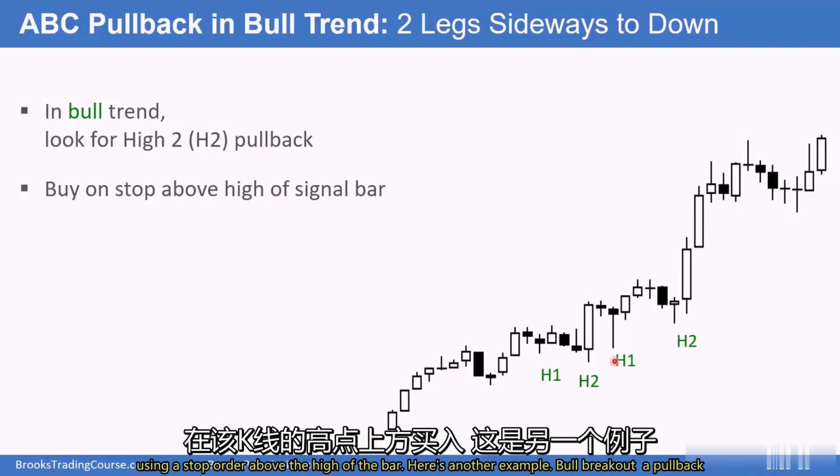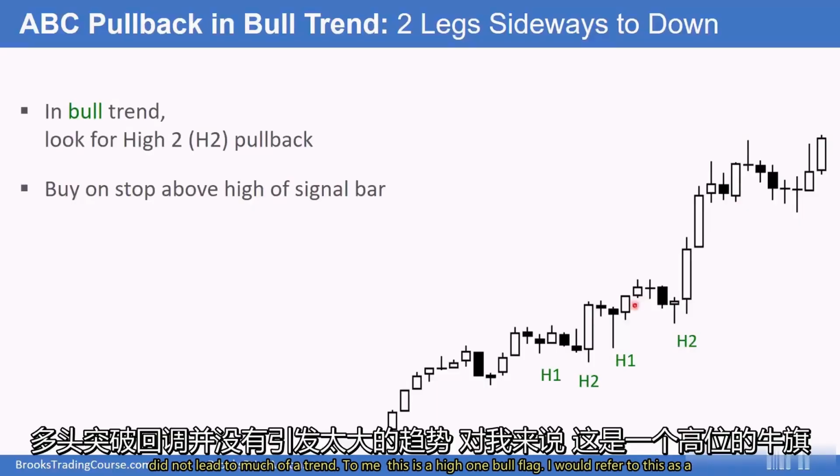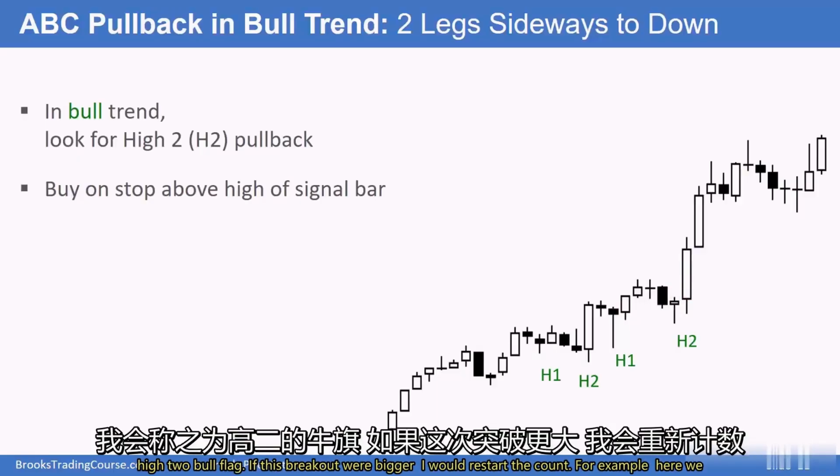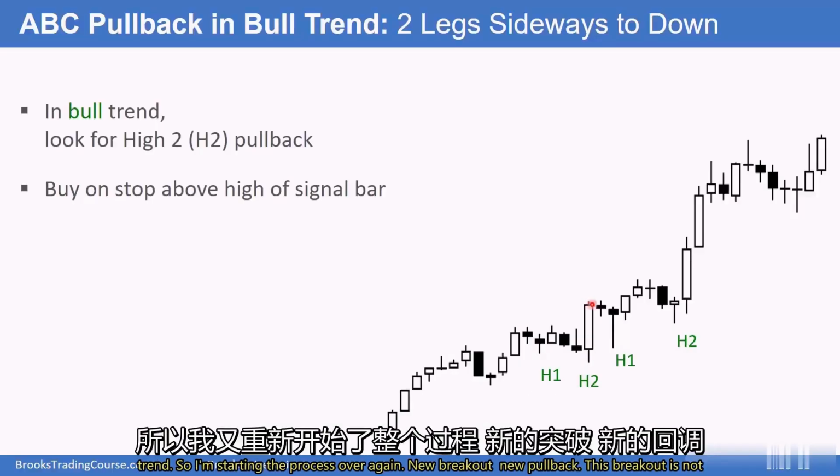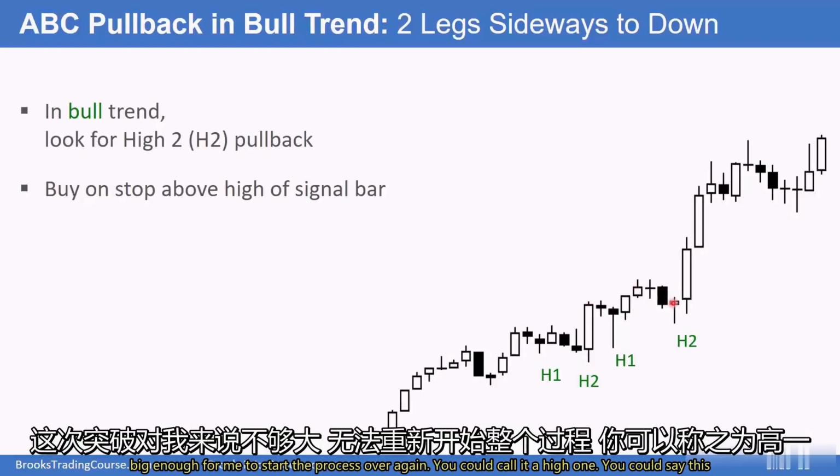Here's another example. Bull breakout, a pullback, did not lead to much of a trend. To me, this is a high one bull flag. I would refer to this as a high two bull flag. If this breakout were bigger, I would restart the count. For example, here we have a pretty big bull breakout. This correction has to do with this bar, not with this prior trend. So I'm starting the process over again. New breakout, new pullback. This breakout is not big enough for me to start the process over again.